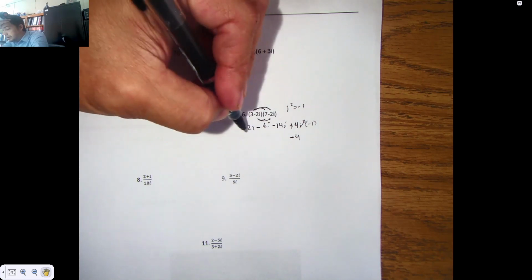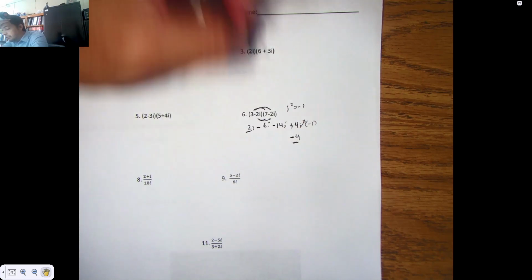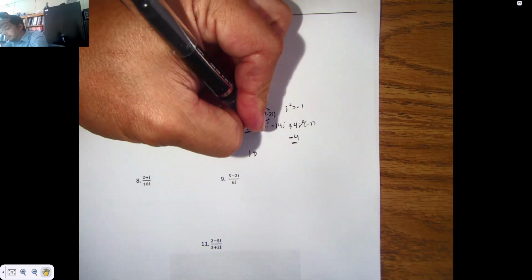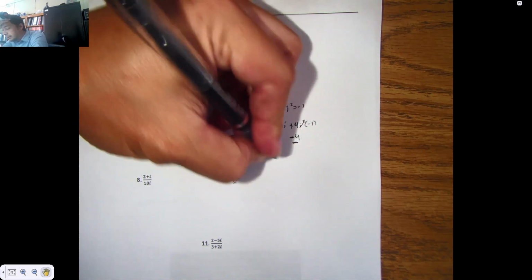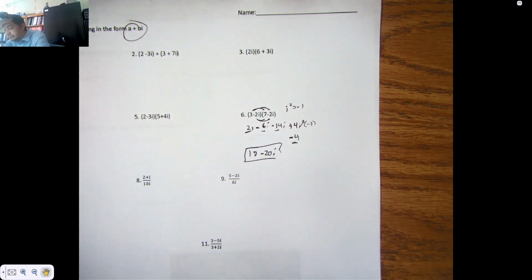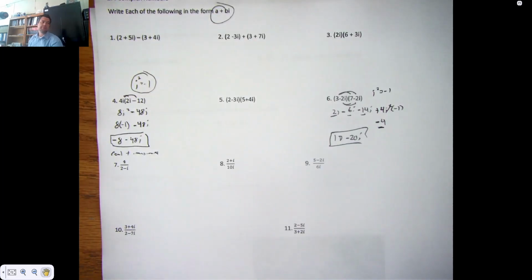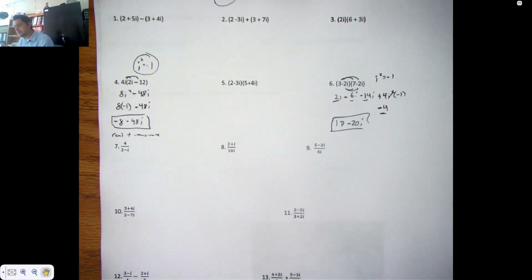So if I focus on like terms, I have 21 and a negative 4, which is going to be 17. And I have a negative 6i and a negative 14i, which is minus 20i. So there's your two answers there. They're not hard. They're really not. Let's see here. Let's look at 9.